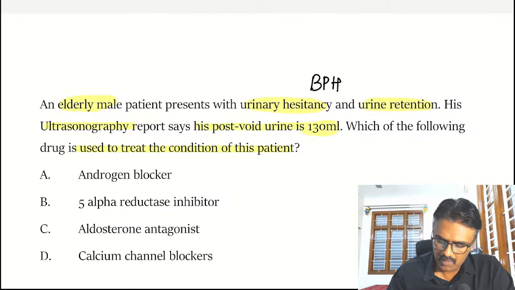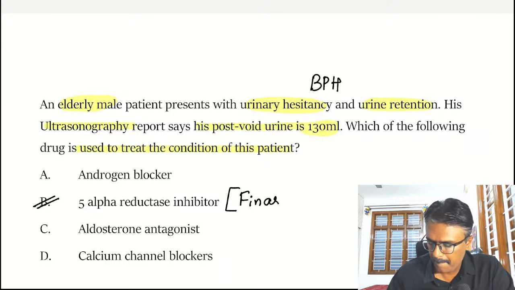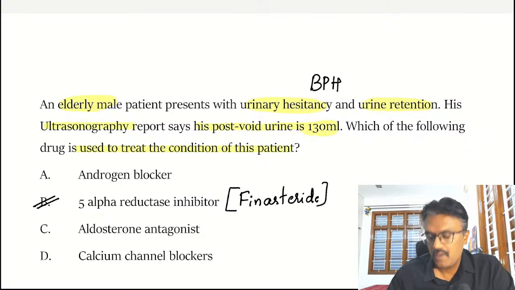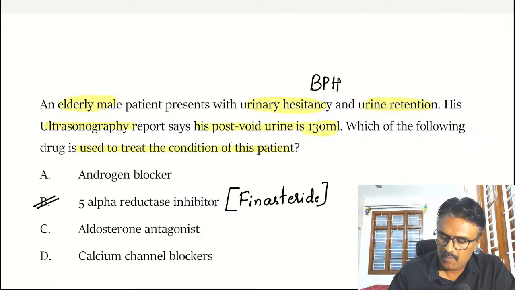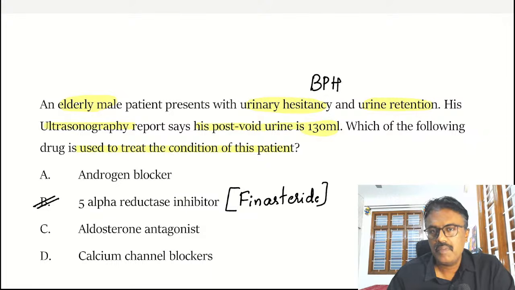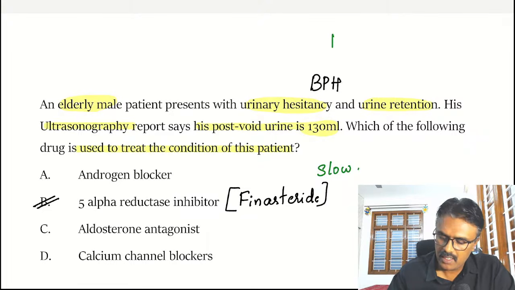For BPH, what we use is a drug called 5-alpha reductase inhibitor, and the name of the drug is finasteride. Finasteride is a 5 alpha reductase inhibitor used for BPH. But will finasteride work immediately in BPH? No, it is slow acting. Now, what is the faster acting drug for BPH?